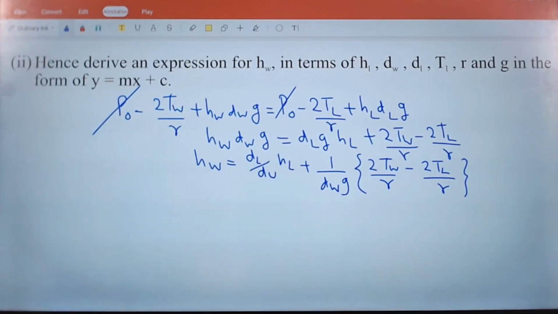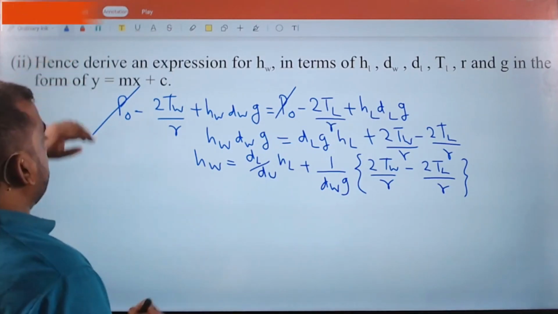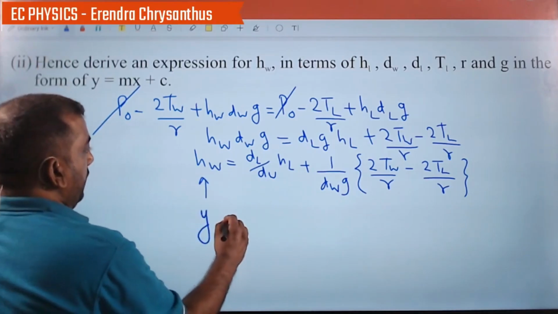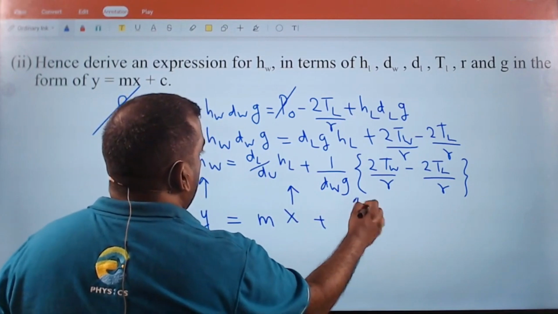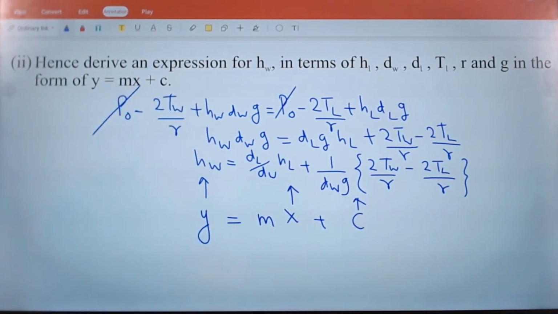So from here, you can build a relationship, and the relationship is of the form y equals mx plus c.